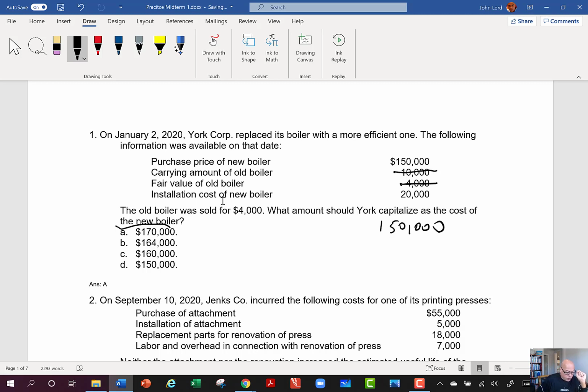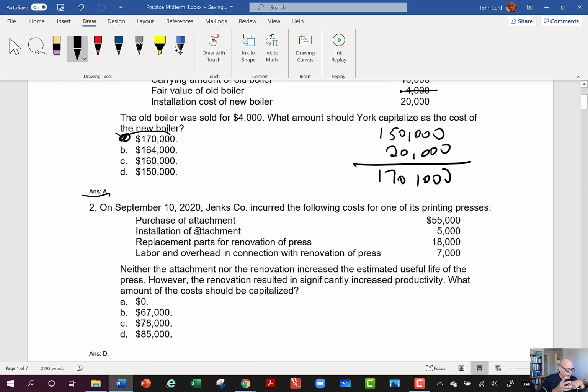Installation cost of the new boiler, yeah, you bet. Anything you have to pay to get an asset into your place of business so you can use it, like installation, delivery fees, that sort of thing, is all part of the cost of that asset. Answer A, $170,000. Okay? All right, so the most important thing there was just tuning out other things. That's why it's important that you practice so that you get used to looking at problems, picking out the relevant information. They gave us a bunch of stuff we don't need in this particular question.